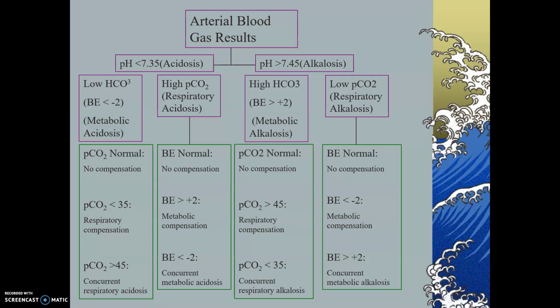Finally, if we have a low PCO2, that suggests a respiratory alkalosis. So the pH is high, the PCO2 is low. That's a respiratory alkalosis. Let's look at the base excess. If it's normal, there's no compensation. If the base excess is negative or the bicarbonate is low, then we have a metabolic acidosis in response to our respiratory alkalosis. If the base excess is positive, then not only do we have a respiratory alkalosis, we also have a metabolic alkalosis, so a mixed respiratory and metabolic alkalosis.